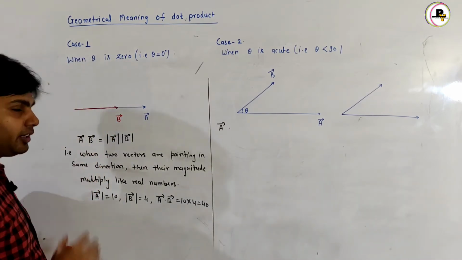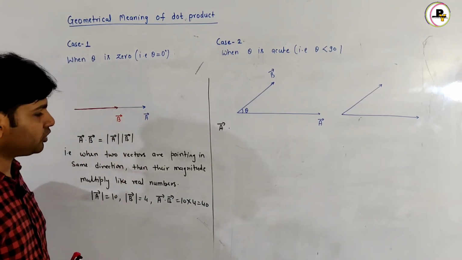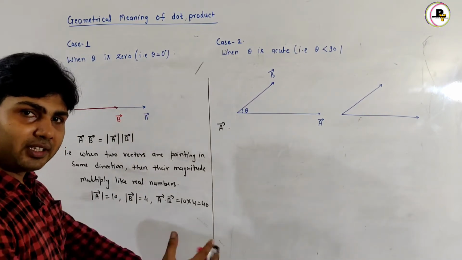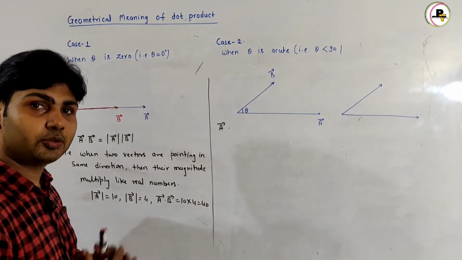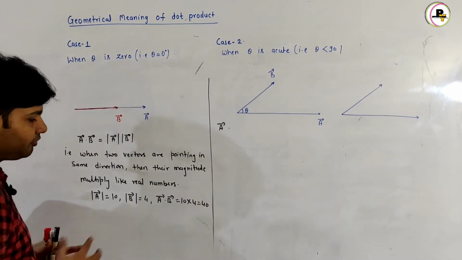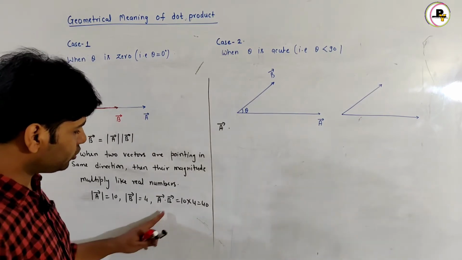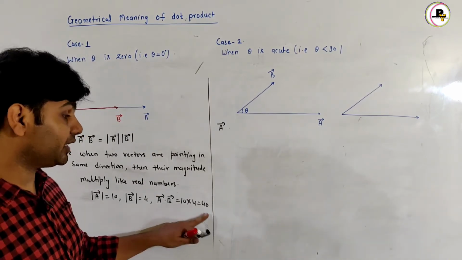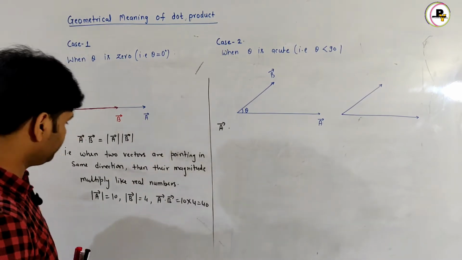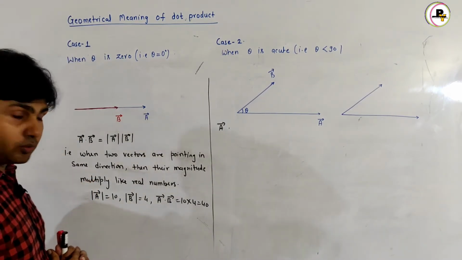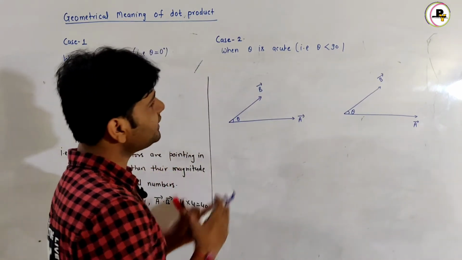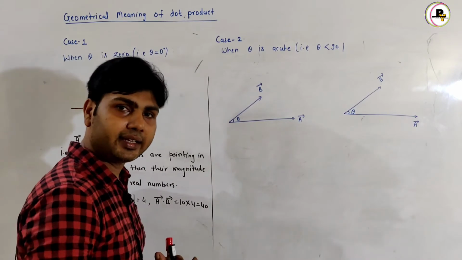In this case, A vector dot B vector is equal to mod of vector A into mod of vector B. That is, the dot product is behaving like the multiplication of two real numbers. If I take mod of vector A equals 10 and mod of vector B equals 4, then A vector dot B vector is equal to 10 into 4, that is 40. So I can say that when two vectors are pointing in the same direction, their magnitudes multiply like real numbers. In case number 2, theta is an acute angle, that is, less than 90 degrees.